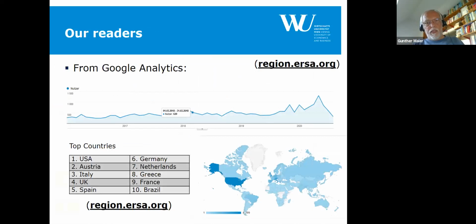We can also say a little bit about our readers. When you look up here, this is from Google Analytics. You see that over time the activity on our web page has increased until the Corona months. On the one hand, the top countries are really the ones that you expect to see for an academic journal. Number one, the US; number two, Austria, which has a lot of administrative access from my side. But you see here the UK, Germany, the Netherlands, France, and so on.